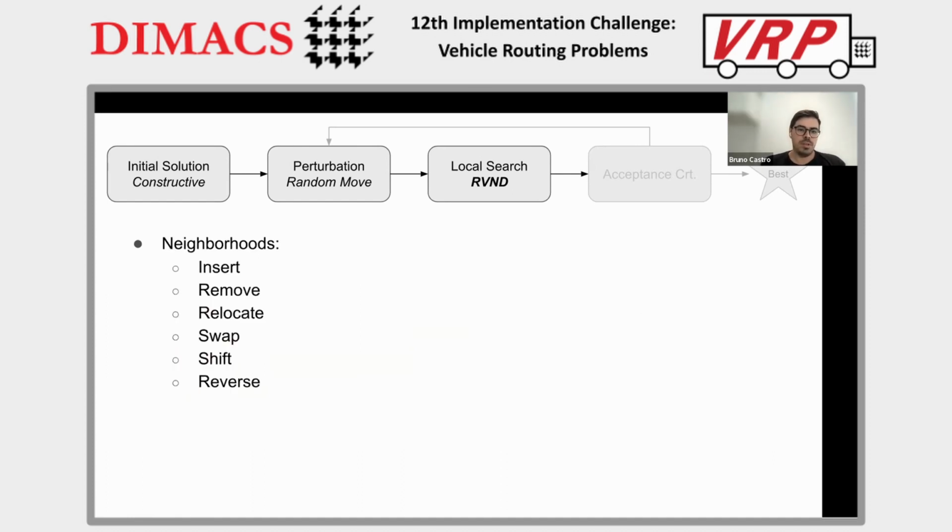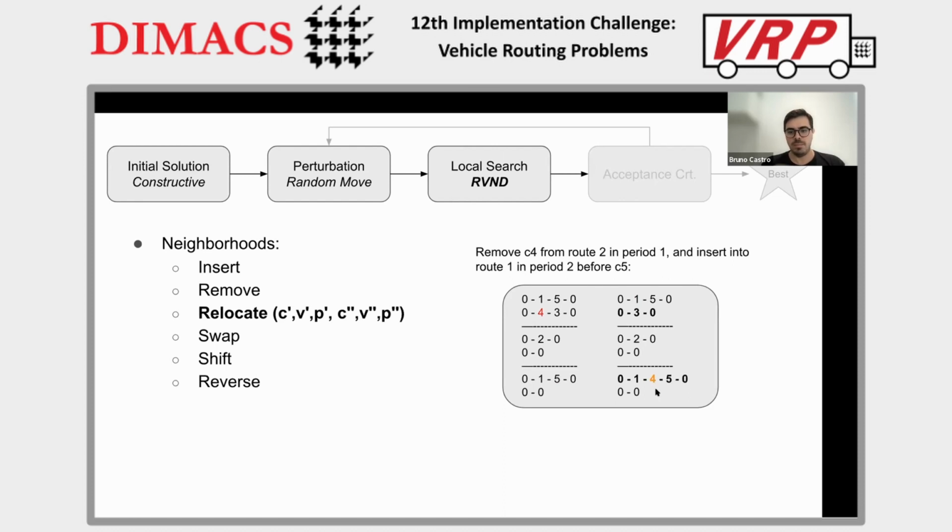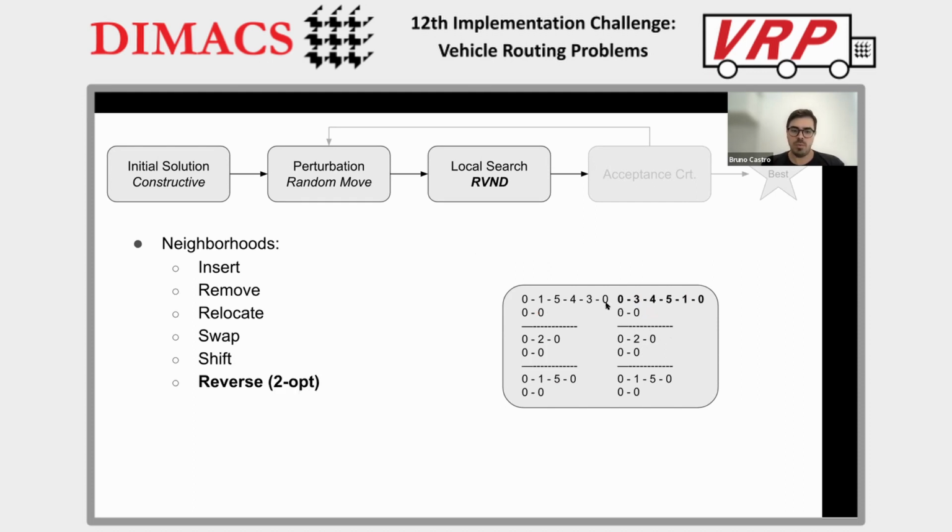These are the neighborhoods that we are using in the local search. We have the insert, where we insert a customer in a route in a period. The remove, that will remove a customer from a period. The relocate move, that will move a customer from one route to another route. This can be done across periods. The swap movement, that will swap two customers in different routes. The shift, that will shift the customer by one position. And the reverse, that is the 2-opt movement.